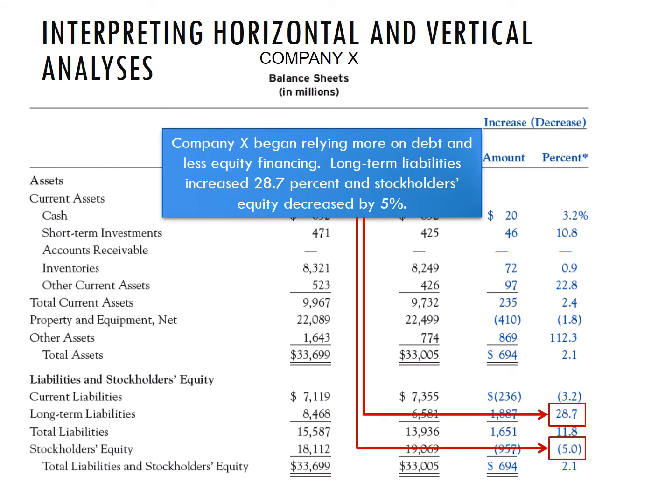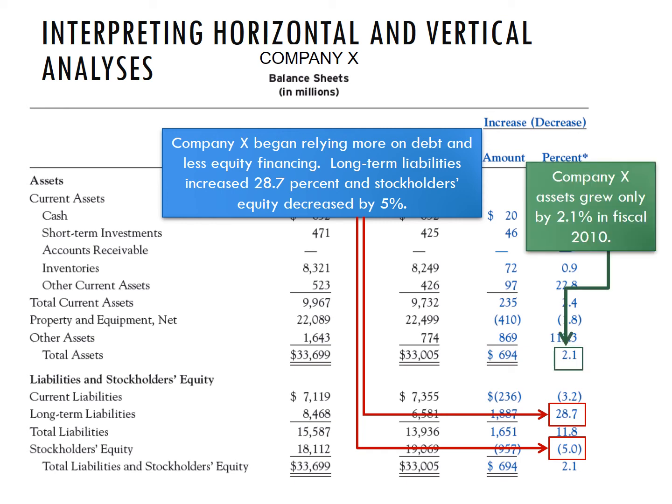So, as we can see, Company X began relying more on debt and less on equity financing. Long-term liabilities increased by 20.7%, and stockholders' equity decreased by 5%. These two are related. If you see an increase in your long-term liabilities, something else is going to have to move, either your current liabilities or your stockholders' equity. Company X's assets also grew only by 2.1% in fiscal year 2010, as I noted.